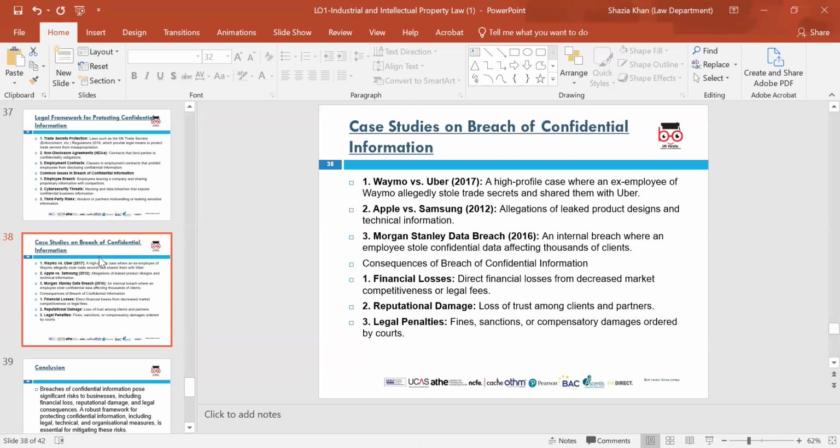And then legal penalties: you could have fines, sanctions, or compensatory damages ordered by courts. Remedial costs: a company could incur additional costs, such as litigation, legal funding, hiring experts to investigate the breach, or integrating better security systems. For instance, in a multi-million-dollar IP theft case, the company spent 14 million alone on public relations, technical investigations, attorney fees, and litigation.